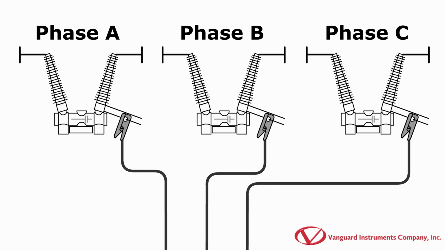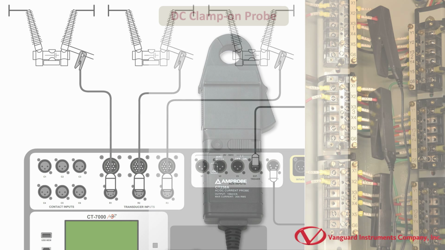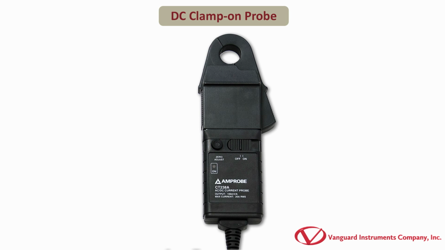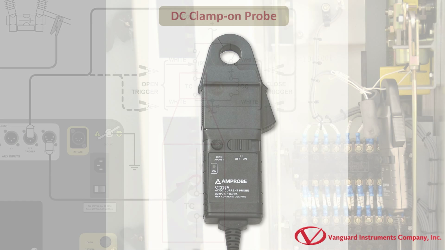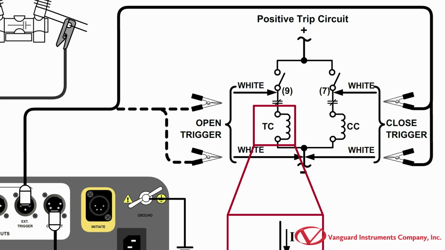Three provided AC clamp-on current sensors are used to monitor the circuit breaker bushing current for phases A, B, and C. The AC current sensors are connected to the circuit breaker bushing CT's secondary winding as shown in this illustration. A provided DC clamp-on current sensor is used to monitor the open or closed coil current. The DC current sensor is connected to the open coil as shown in this illustration. Lastly, the CT-7000 S3's external trigger input is connected across the open coil terminals as shown here.